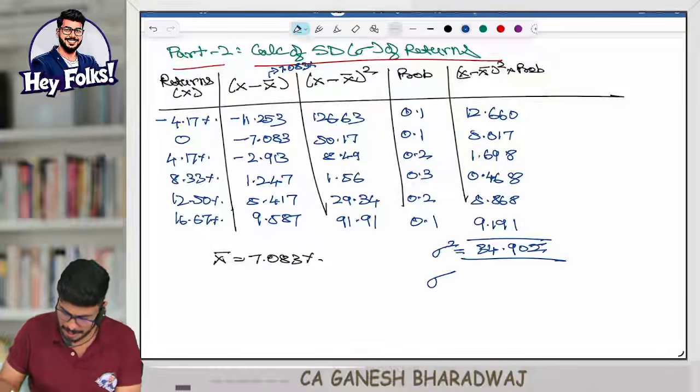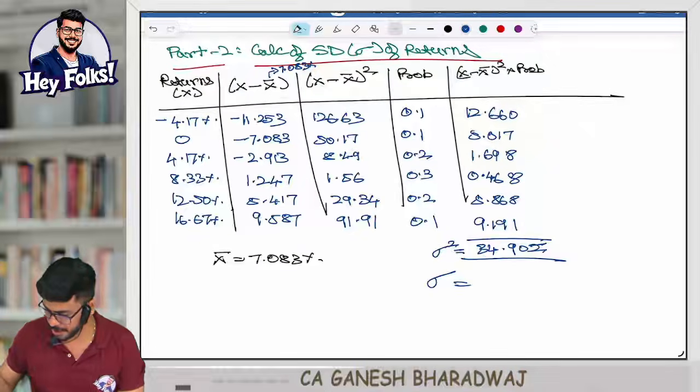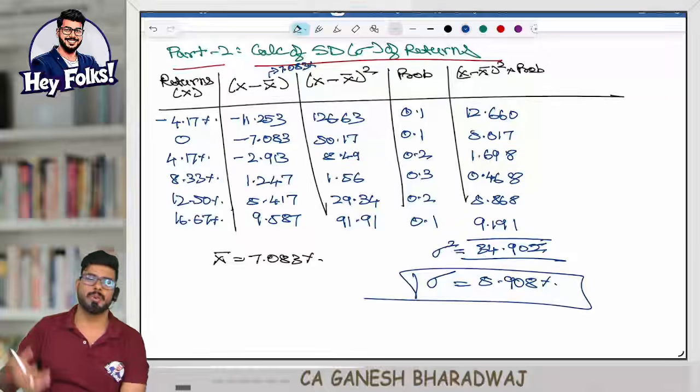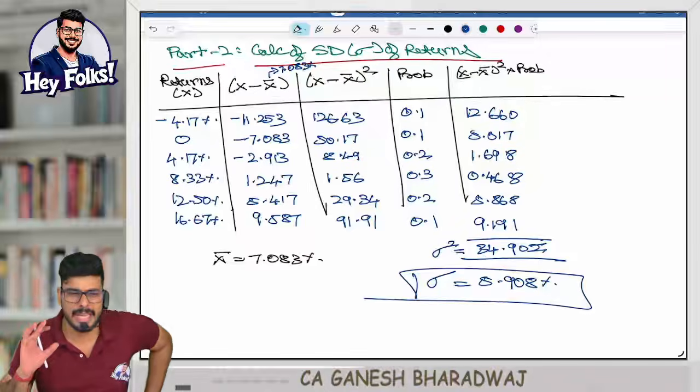Now tell me, how much is this one? 34.902. Square root button, how much do you get? 5.90779, roughly 5.908%. Is this clear, guys? And how to interpret standard deviation, I told you also. Is this clear for everyone?